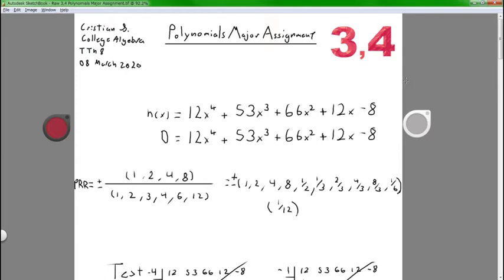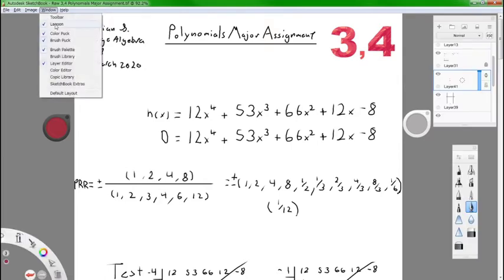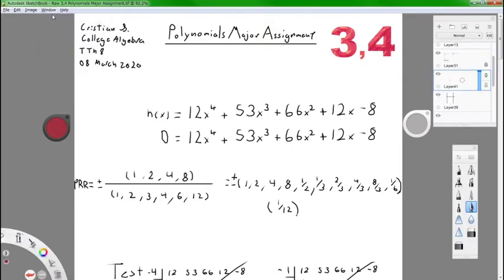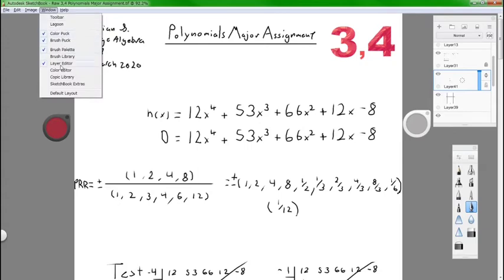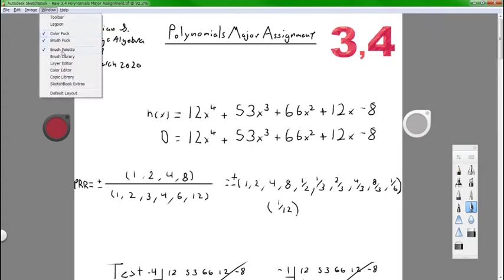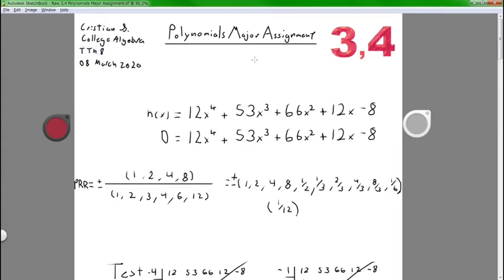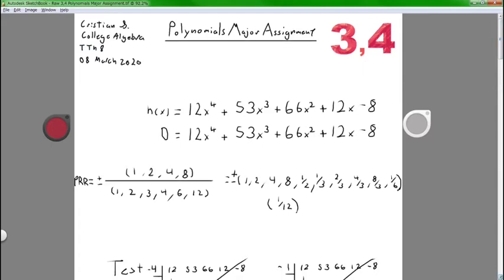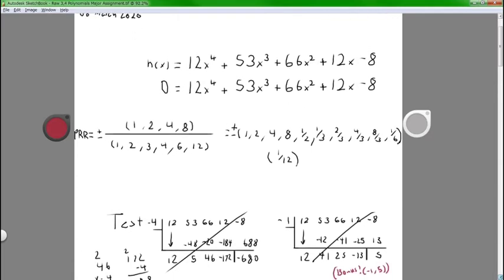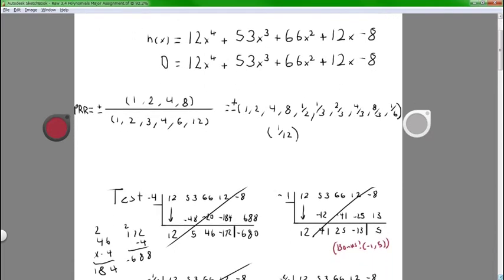Here I have recorded the equation h of x, which is 12x to the fourth plus 53x to the third plus 66x squared plus 12x minus 8. I need to find the roots, so here I started with the possible rational roots equation.